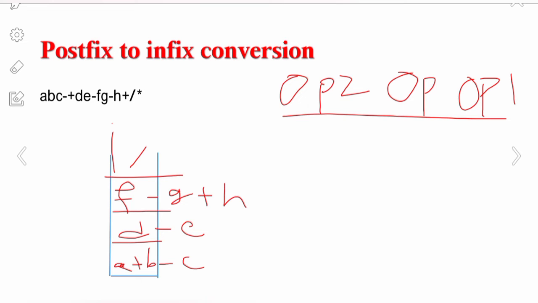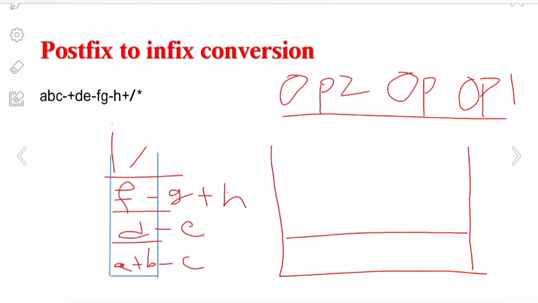We will apply this same formula here. So now the expression will become d minus e by f minus g plus h, because this is operand 2 and operand 1. So now it will be like this in the format: d minus e by f minus g plus h. So this is the given format.